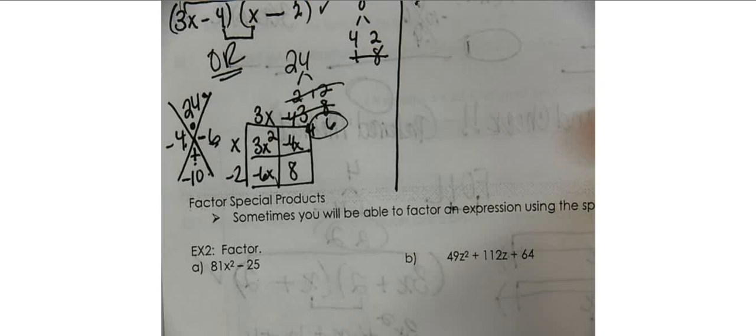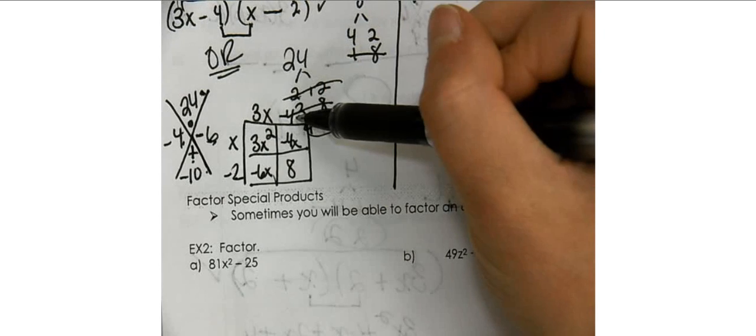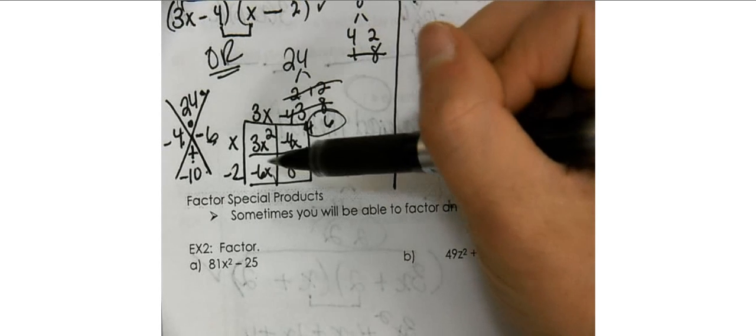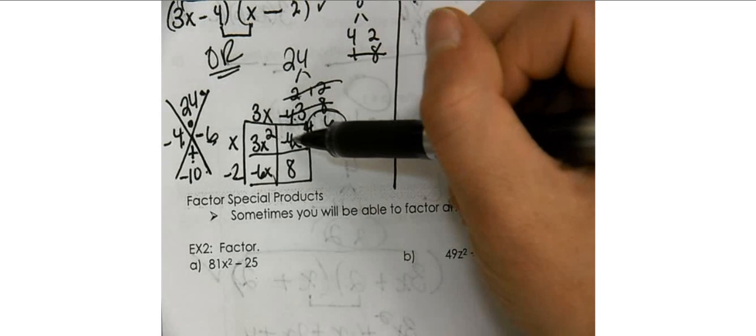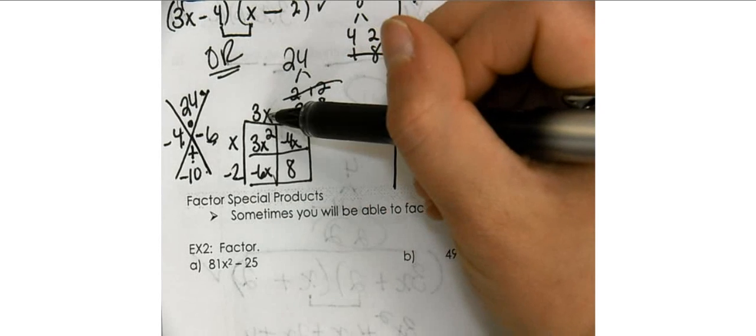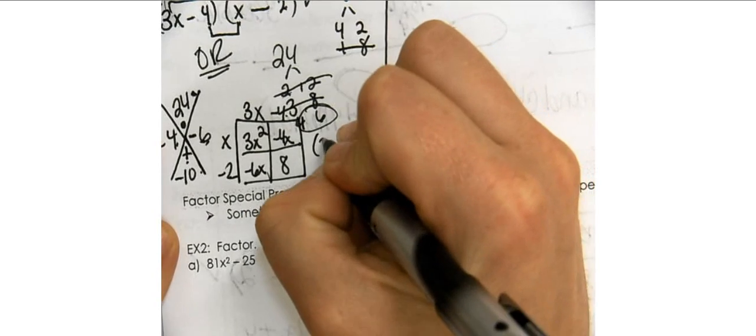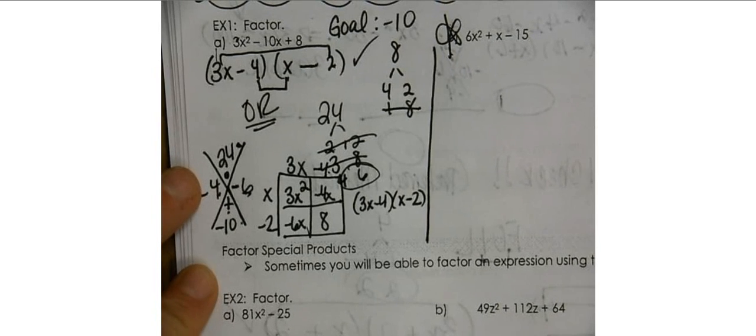So let me verify. Negative 2 times negative 4 is positive 8. Negative 4 times x is negative 4x. Negative 2 times 3x is negative 6x. Awesome. I have my factorization, and that is 3x minus 4 times x minus 2, and I still ended up with what I originally got with guess and check.